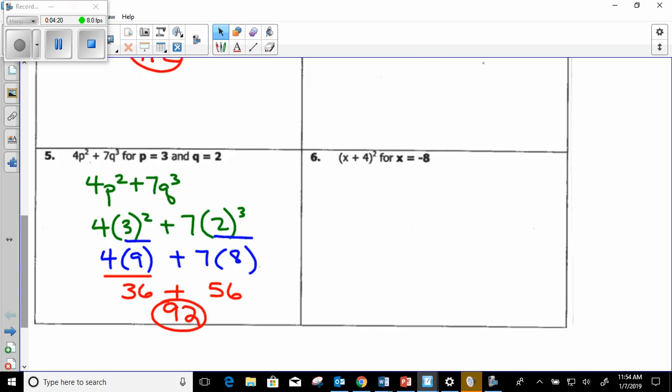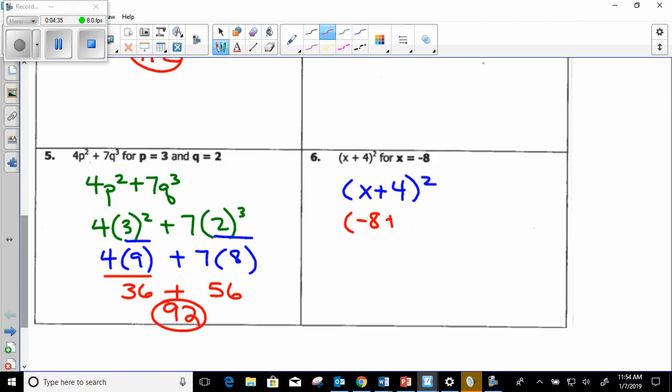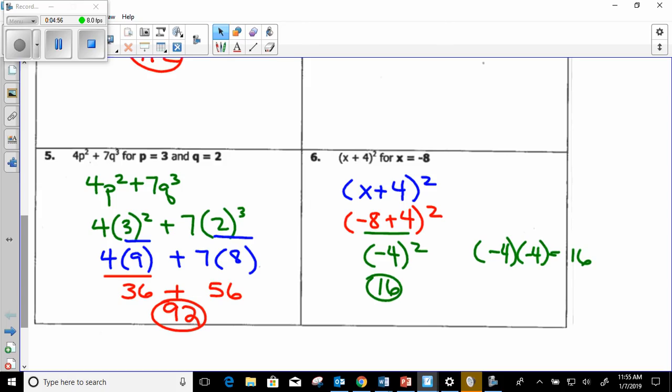Okay, last problem. X plus 4, and you're going to square it, and x is a negative 8. Negative 8 plus 4, then square. Parentheses first. Negative 4 squared. And remember, a negative 4 times a negative 4 is going to give you a positive 16. And that is your answer.